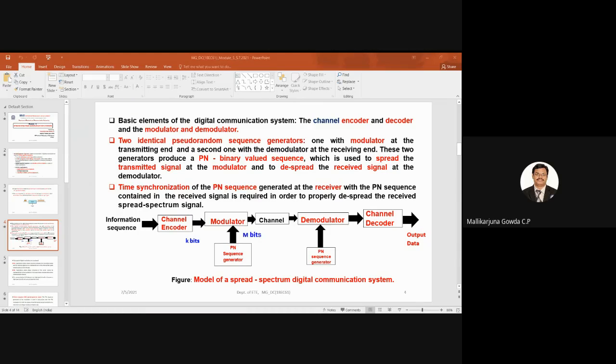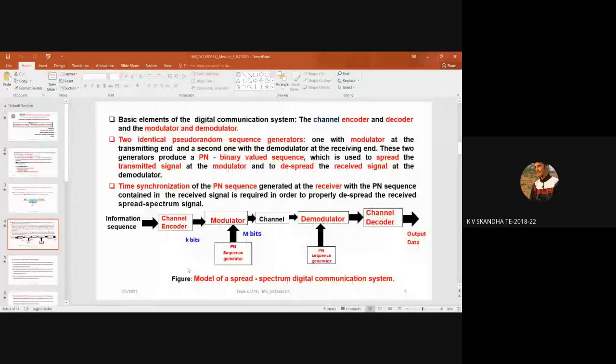What is added in spread spectrum communication, and how it is different from a normal digital communication system, is that here we use a pseudo noise sequence generator. Hope you are able to see the block of the pseudo noise sequence generator, which is given at the modulator as well as the demodulator block. My dear students, are you able to see that block? Yes, sir. So this is the difference compared to a normal digital communication system.